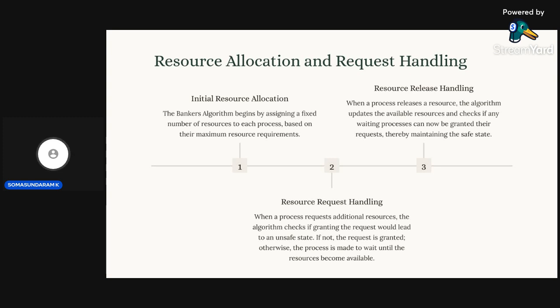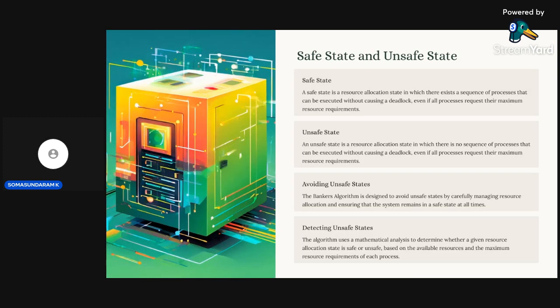Resource release handling: when a process releases a resource, the algorithm updates the available resources and checks if any waiting process can now be granted its request, thereby maintaining the safe state. Resource request handling: when a process requests additional resources, the algorithm checks if granting the request would lead to an unsafe state. If not, the request is granted. Otherwise, the process is made to wait until the resources become available.